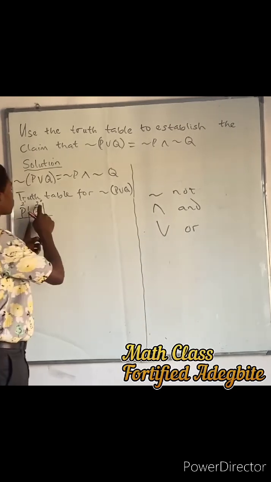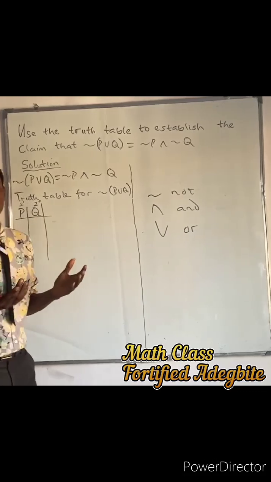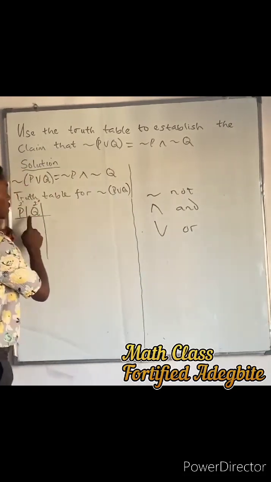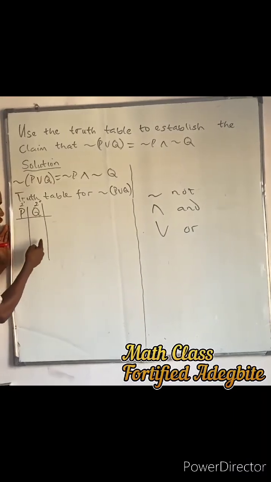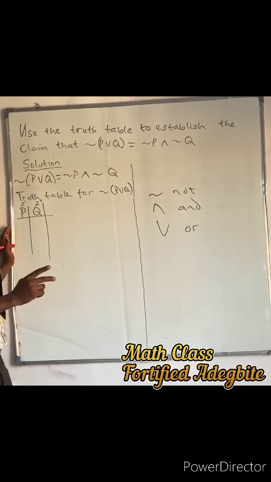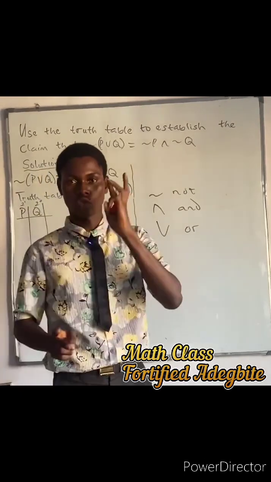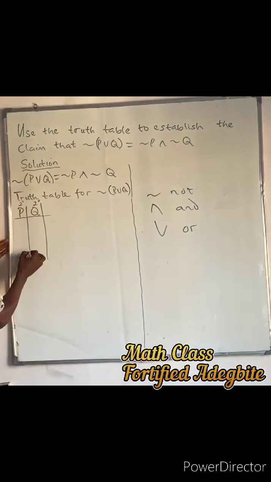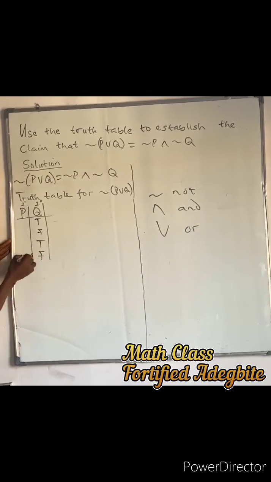2 raised to power 0 is 1. So it means you are going to have a single truth, a single false, a single truth, and a single false. While for this column, you are going to have double truth, double false, because 2 raised to power 1 is 2. So let's put it down. We have truth, false, truth, false. Here we have truth, truth, false, false.